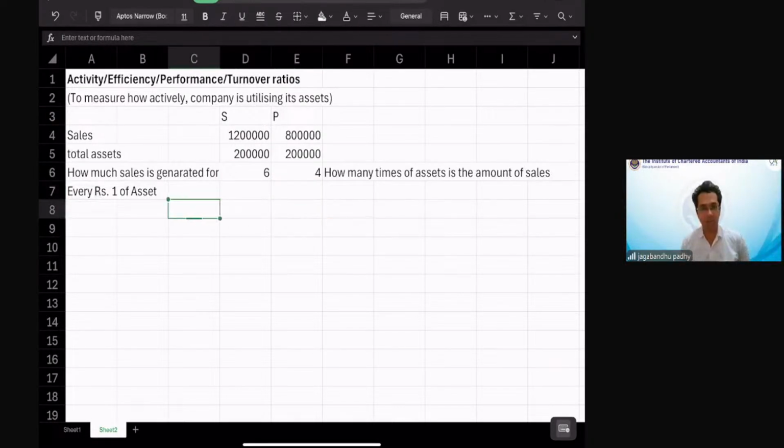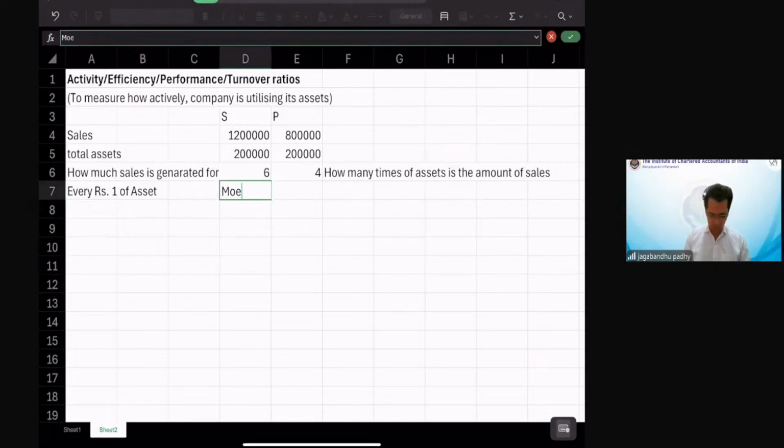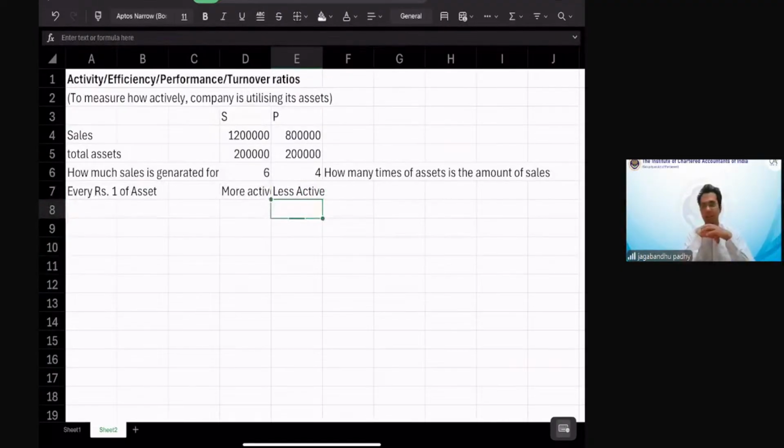How do we get this 6 and 4? Of course, this is more active. This one is less active. Company S is more active, company P is less active. So now just tell me, how did we get these numbers?